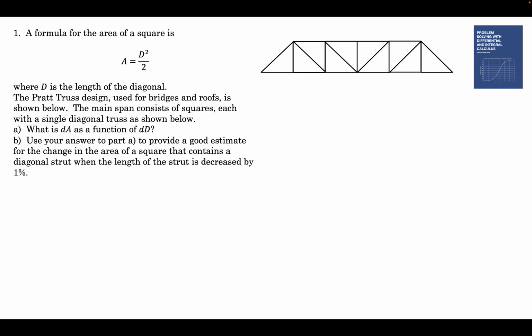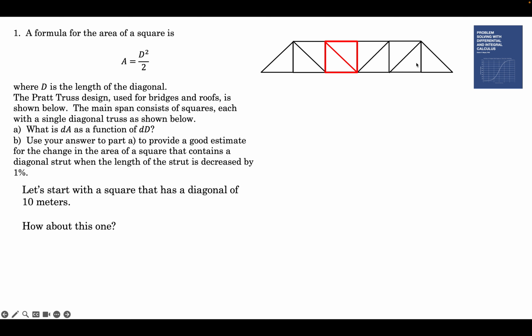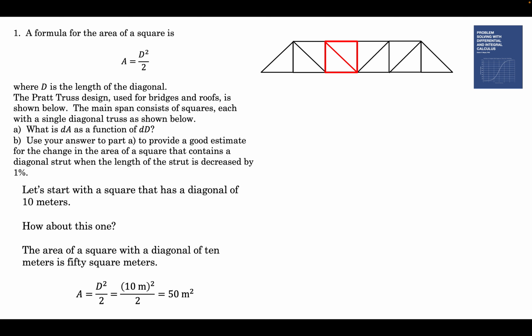Let's check it. Easy to check. So we'll start with a square that has a diagonal of 10 meters. Let's pick this one right here. It's got a diagonal of 10 meters and an area of 50 square meters, right? d squared over 2. All right, so we can use the normal equation, plug in the diagonal, and get the area. So if the length of the diagonal decreases by 1%, its new length is 9.9 meters. It goes from 10 to 9.9. That's a 1% drop.